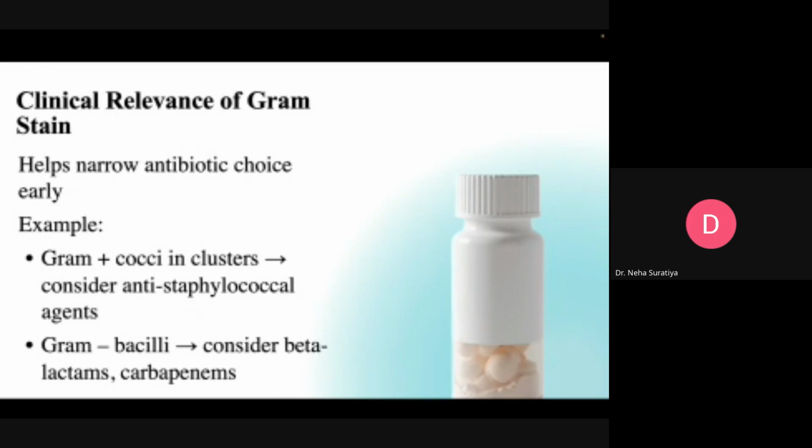Okay, but always remember, guys, gram stain guides the therapy. Okay? It does not replace the culture results. As I earlier told you, we require culture results.